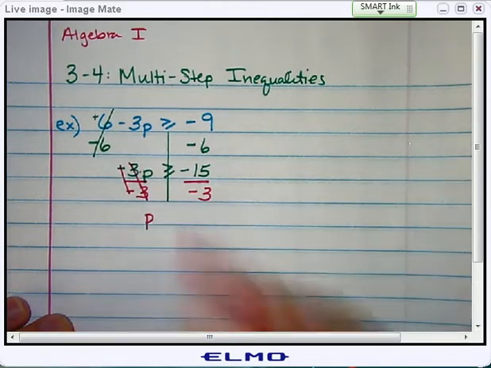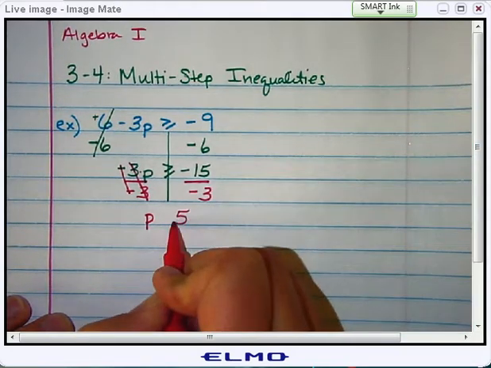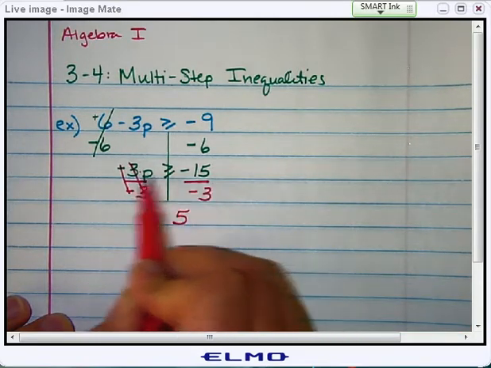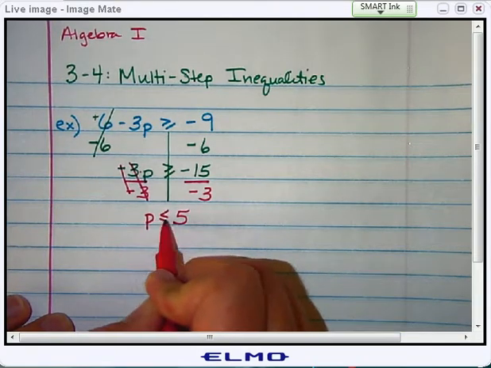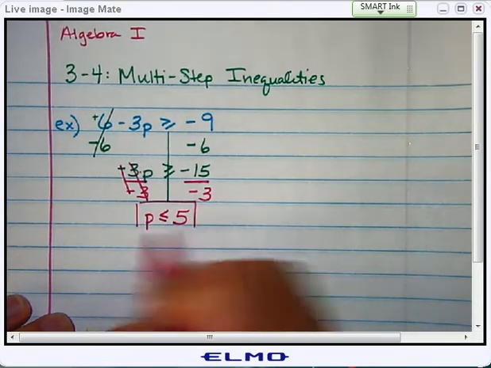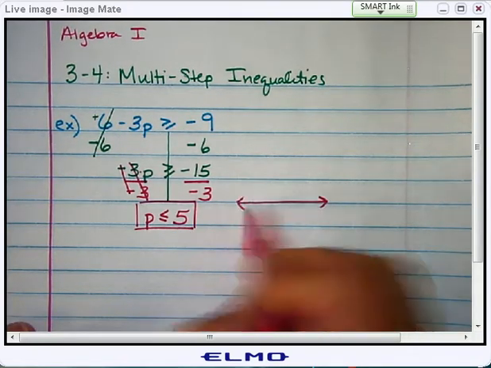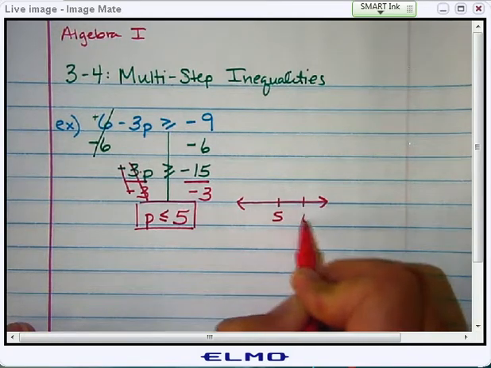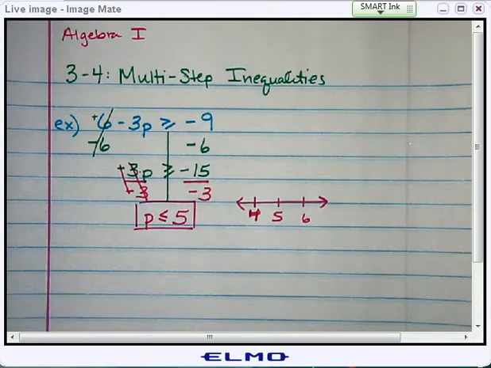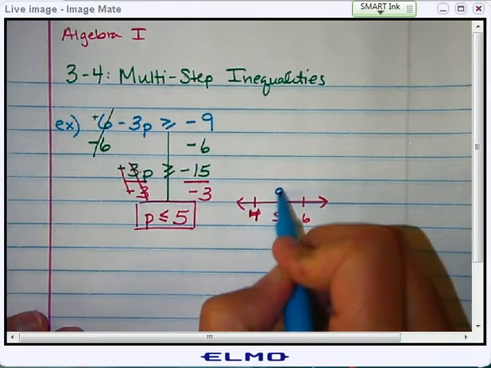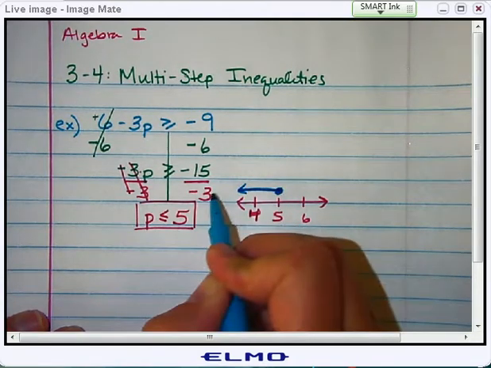So I've got the variable p over here. A negative divided by a negative is a positive. And that rule we learned the other day, whenever you divide by a negative on each side, you flip the symbol around. So p is actually less than or equal to 5. Want to graph that? Here's 5, next one up is 6, next one down is 4. It's going to be a closed circle on the 5, and you're graphing this way. So the solutions are 5 and less.